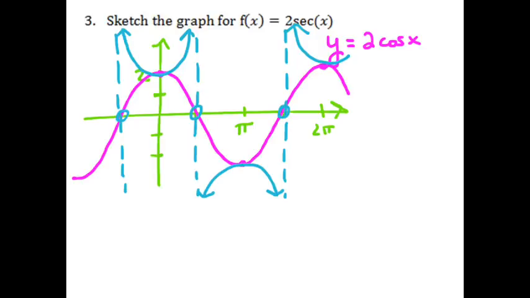And then the graph just opens up or down approaching the asymptotes. So the blue part of the graph that's showing here, that's the graph for 2 secant x.